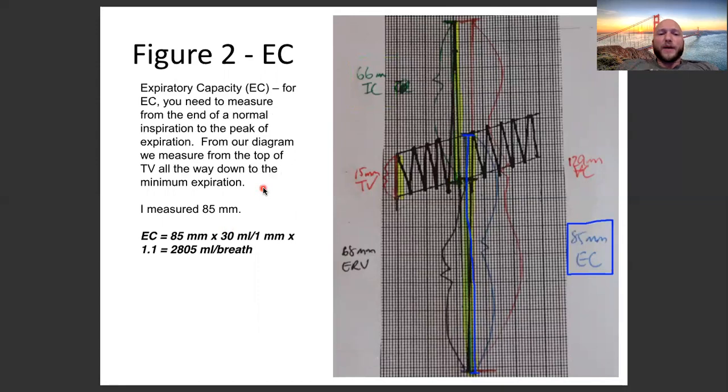For expiratory capacity, you need to measure from the end of a normal inspiration to the peak of expiration. So from our diagram, we measure from the top of tidal volume all the way down to the bottom of expiration. So 85 boxes or so. 85 times 30 times 1.1 gives us 2,805 milliliters.